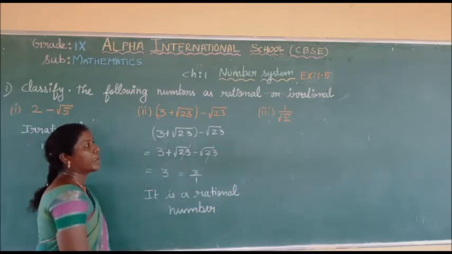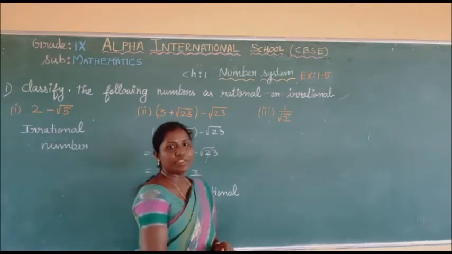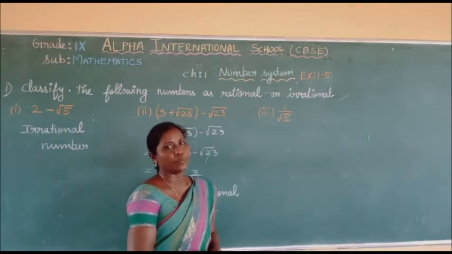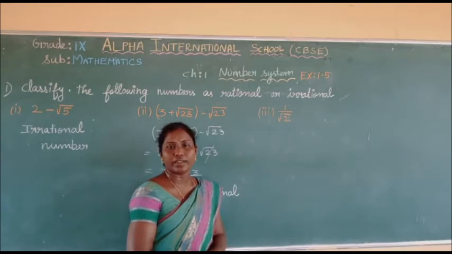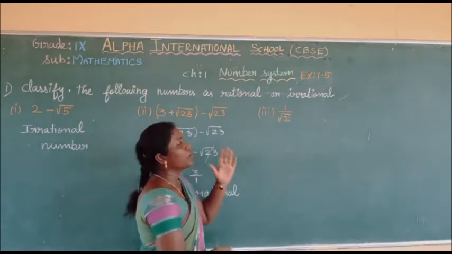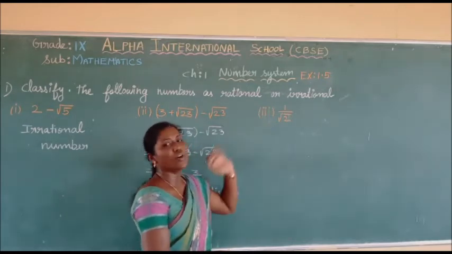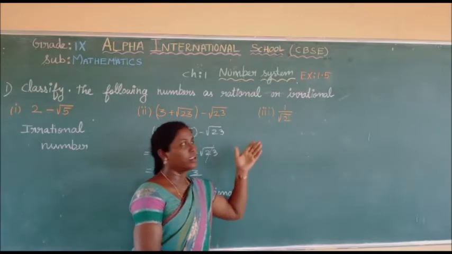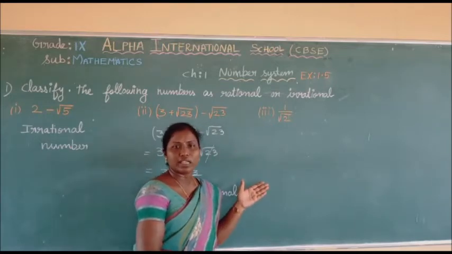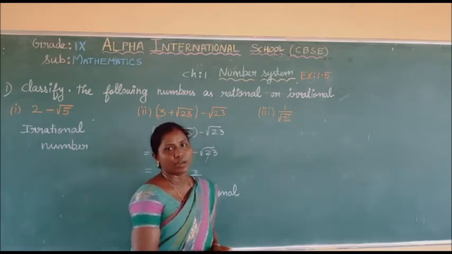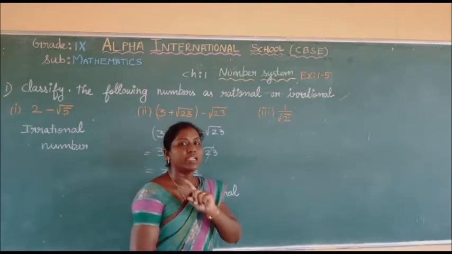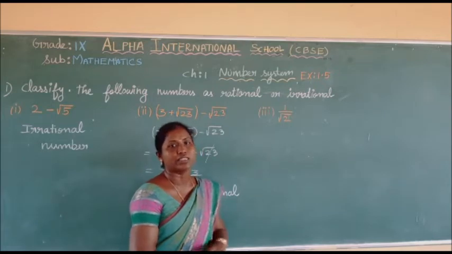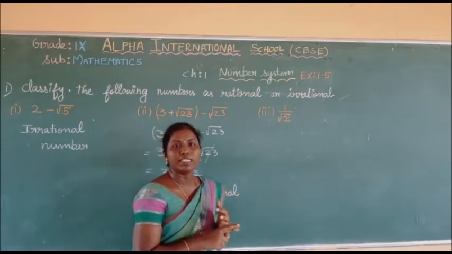Yes. Now the third subdivision, 1 divided by root 2. Here we have a numerator as well as a denominator. You may say, ma'am, it is directly in the form of p by q. One numerator is there, denominator is there. Why can't we say it is a rational number? Be clear with the definition of a rational number. P and q are integers. The numerator and denominator must be integers.